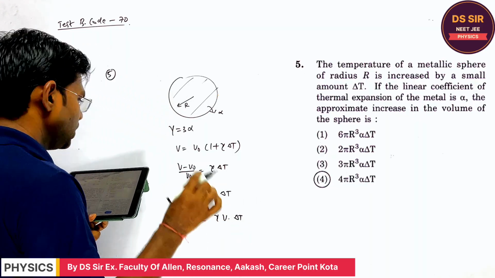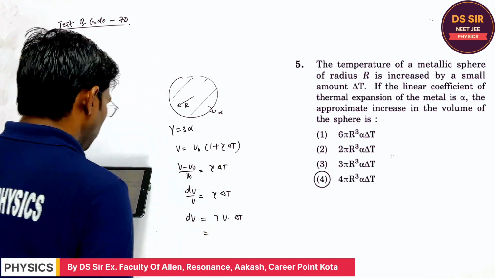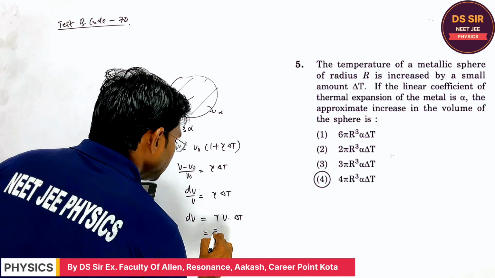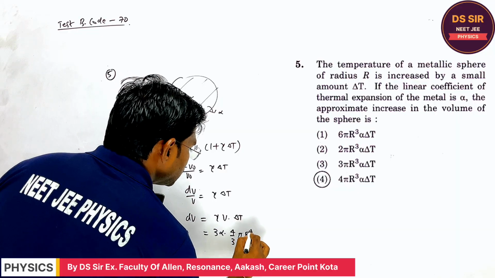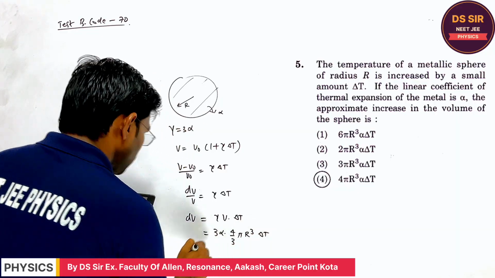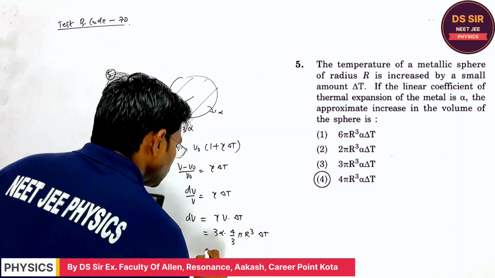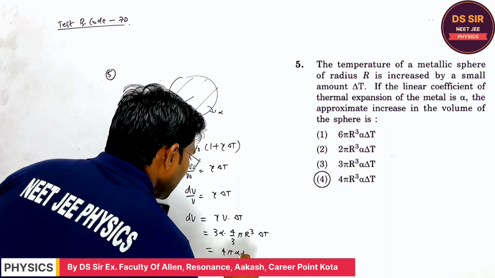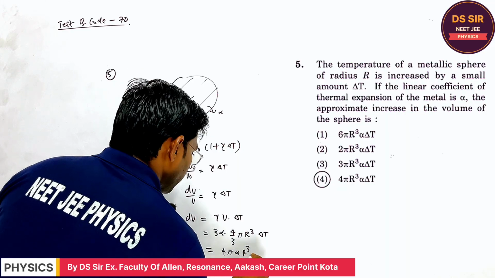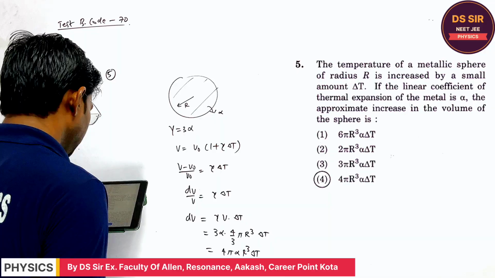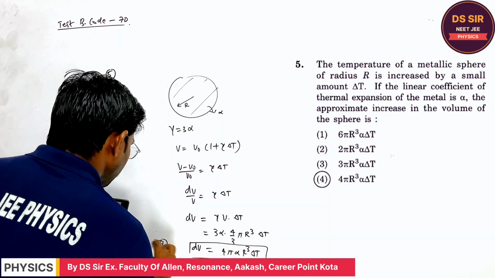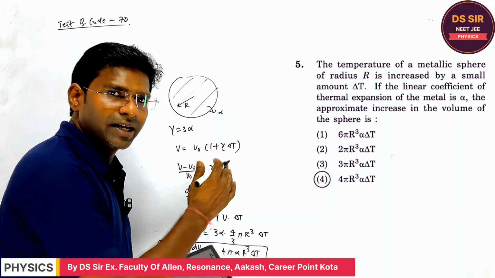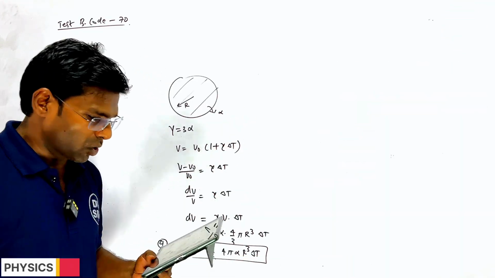Delta T is the change in the temperature. What is gamma? Gamma is nothing but 3 alpha. What is the volume? 4 upon 3 pi r cube, into delta T. So the 3 will cancel out, and you will get 4 pi alpha r cube into delta T. This is the change in the volume, and the fourth option is the correct option. If you have done it correctly, write in the comment box.